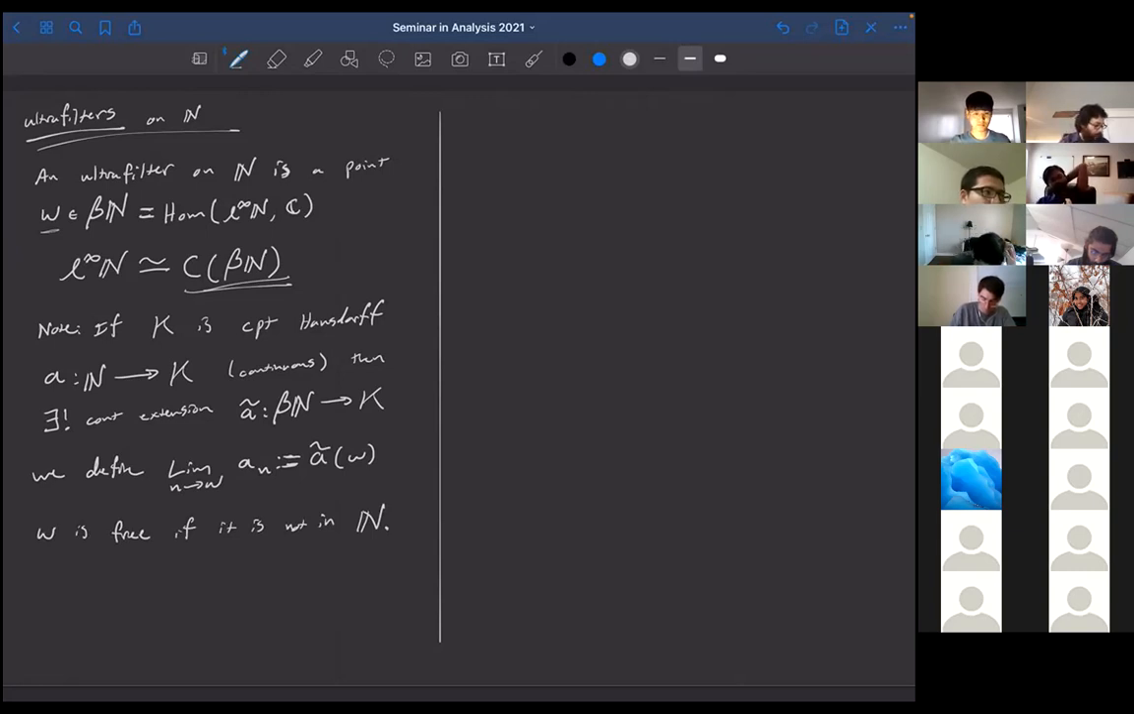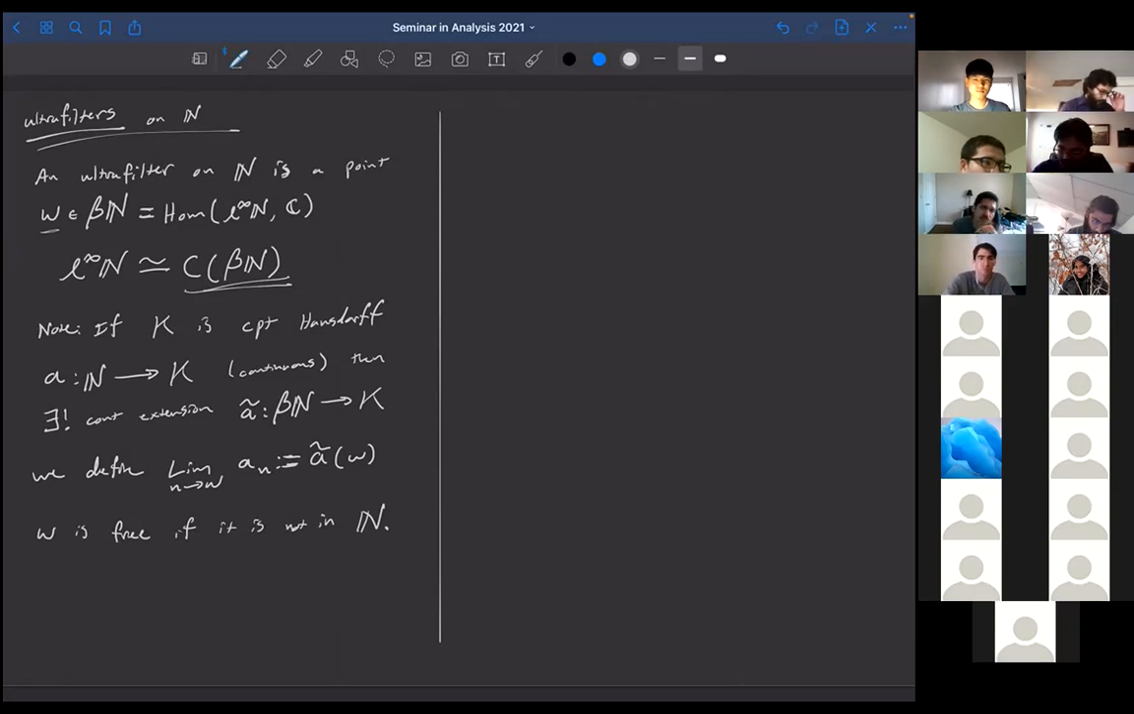All right, so what are various properties that this has? Well, one thing is that each point in N is an isolated point in the Stone-Čech compactification. And so this means that if you change the function on finitely many points, then this doesn't change the limit. So if you change a sequence by finitely many points, it doesn't change the limit, which means that this only depends on the tail of the sequence.